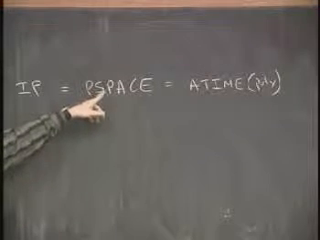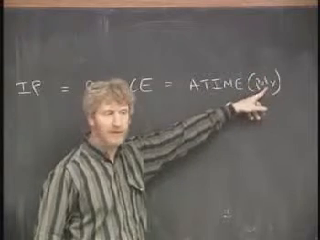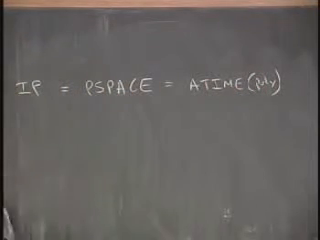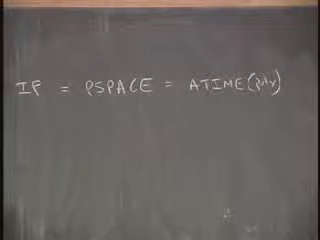PSPACE is deterministic algorithms that use polynomial space. ATIME(poly) are polynomial time algorithms that use alternating Turing machines. An interactive protocol is not at all like any computation you've had so far. It's not exactly deterministic. It's not exactly non-deterministic. It's a conversation. We compute things by having a conversation.